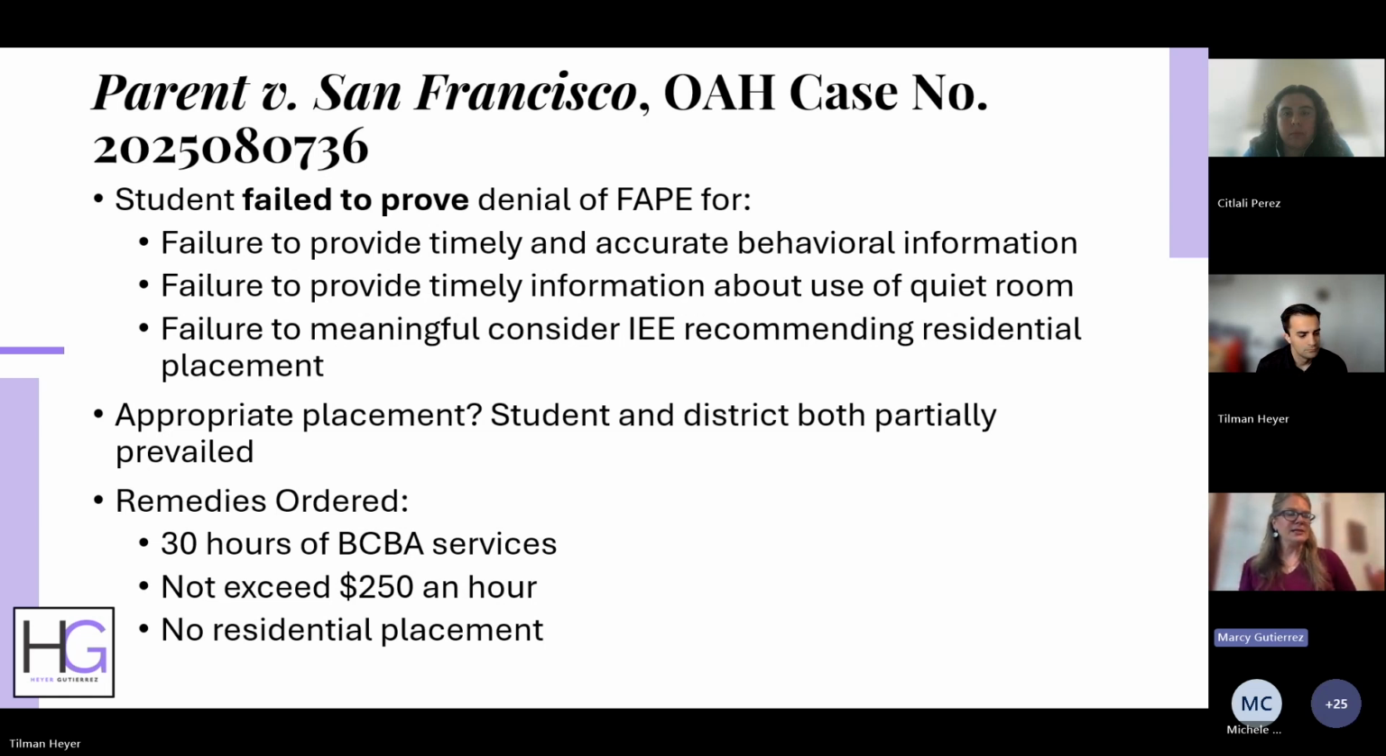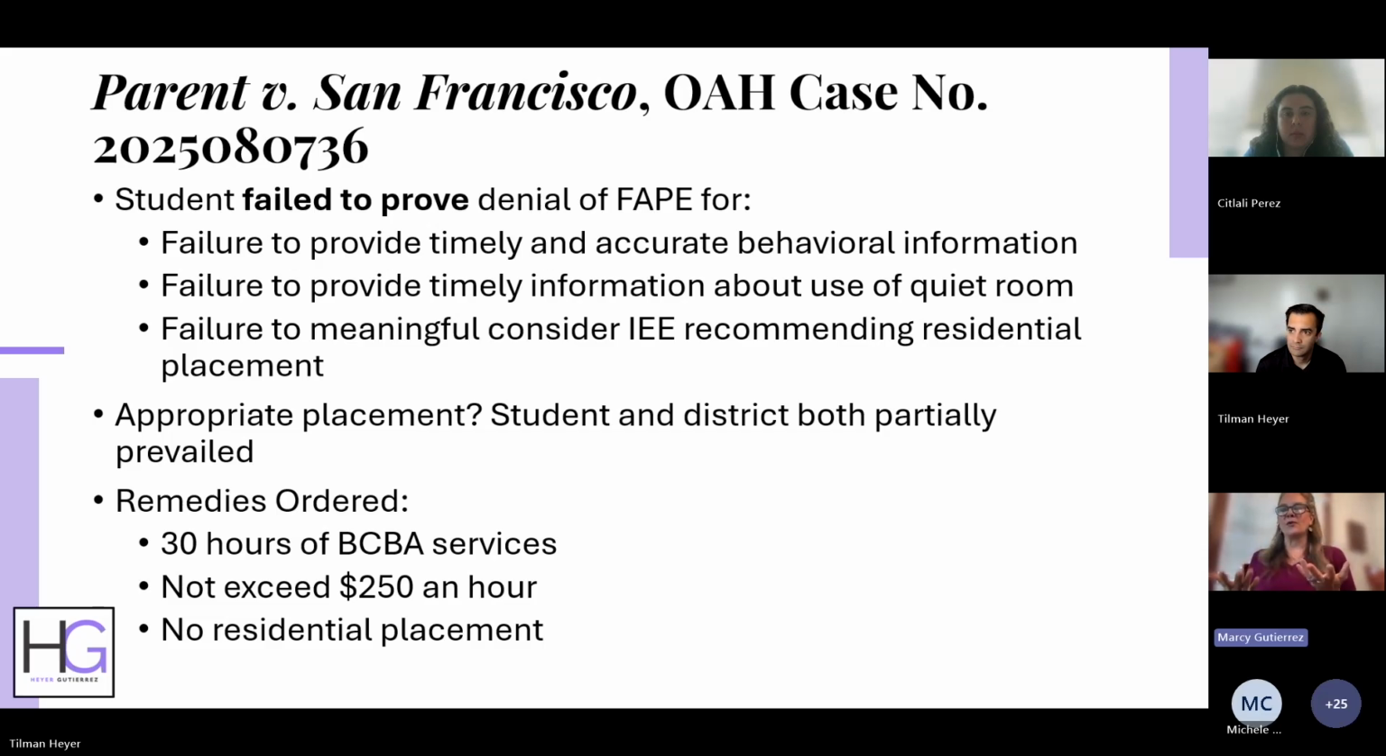And so as you can see here, on the remedies, the student had filed this due process case in order to get the remedy of a residential placement. And the judge said, no, you're not going to get a residential placement. And the only remedy that was ordered was 30 hours of behavior consultation.